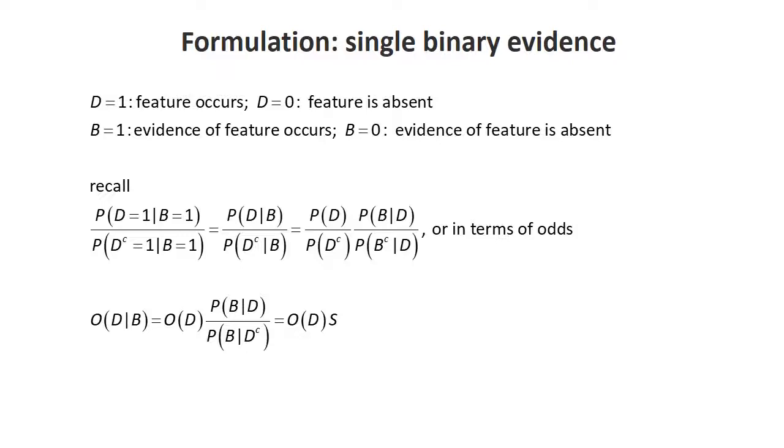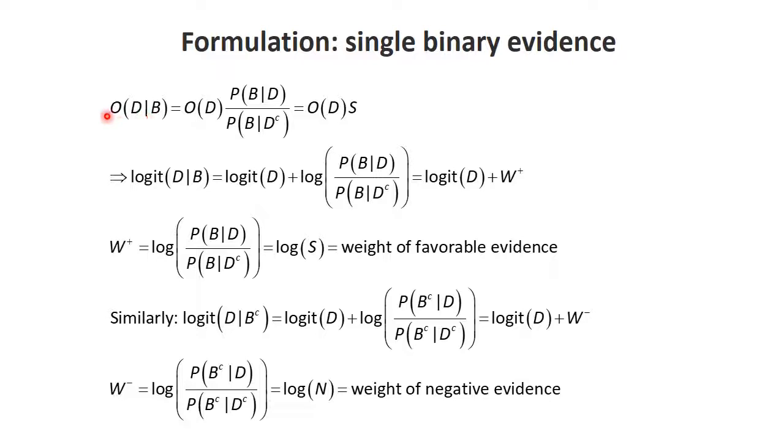Recall also that we'd like to work with ratios. So we'll calculate the ratio of the probability of D given that B is 1, and also the complement, which is the opposite. We write that simply as these ratios, which is the marginal of D and then this conditional probability. Now we write that in terms of odds. We notice that this is the odds of D, and this is this relationship here. We call that also sufficiency, or S. Okay, so this is what we had on the previous slide.